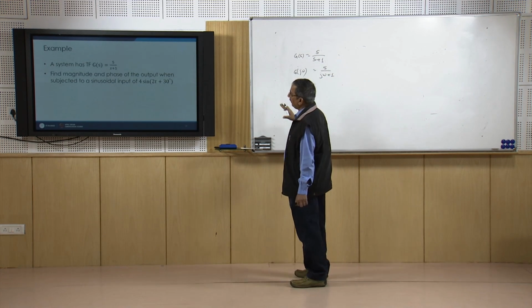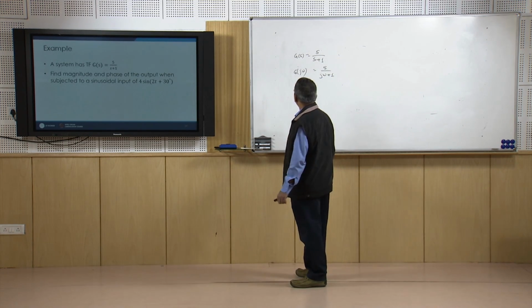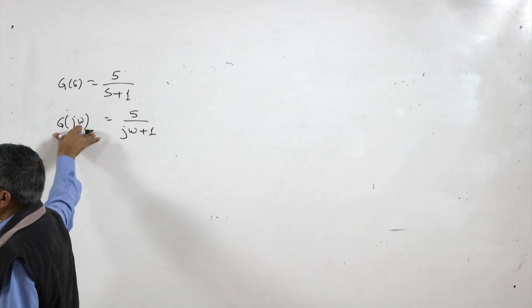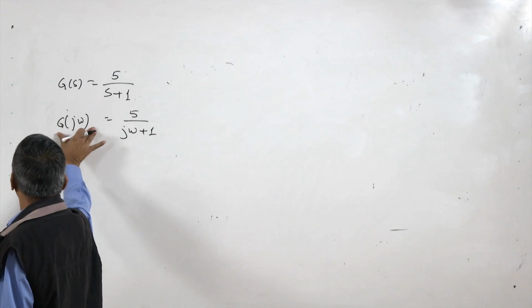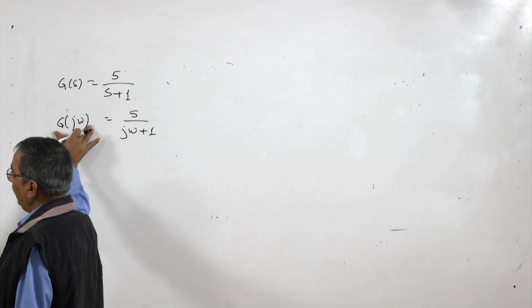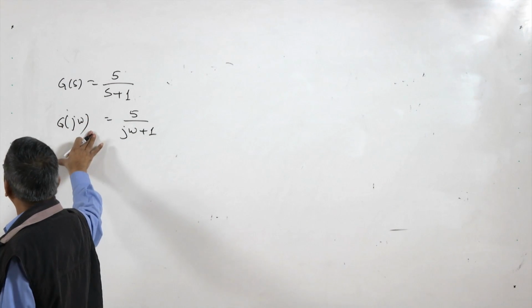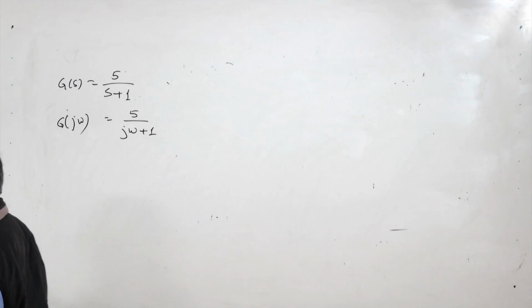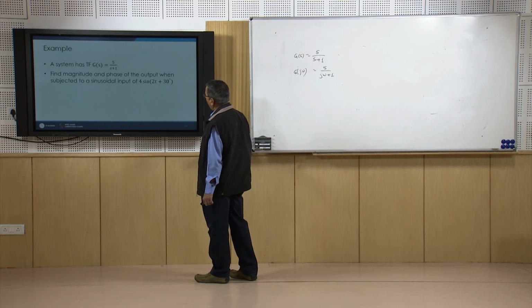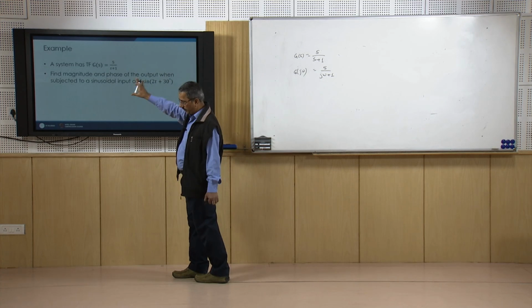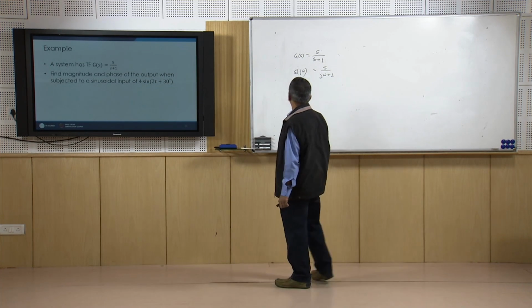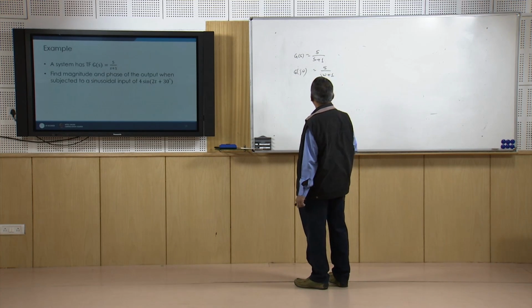So, basically what we are trying to do is find out the magnitude of this G(jω) and the phase angle. Once we have the magnitude and phase angle, we can find out the output phasor by multiplying the input phasor with this G. Fine, so that we can do.